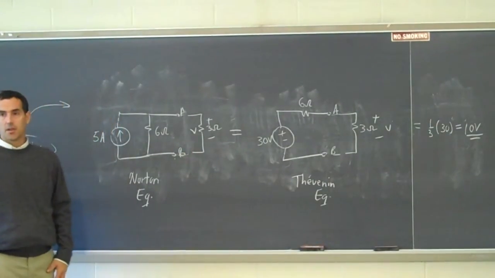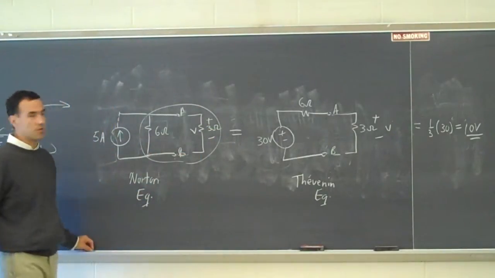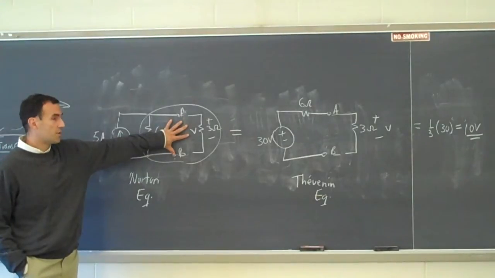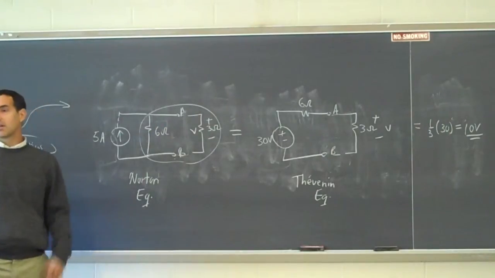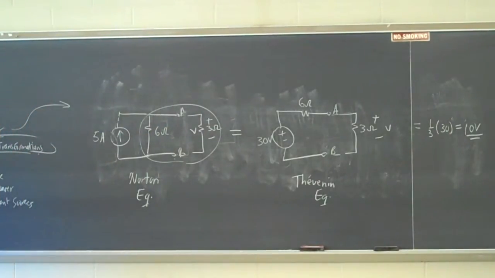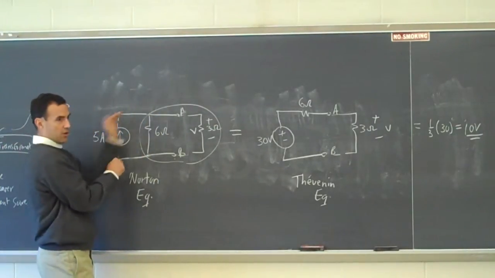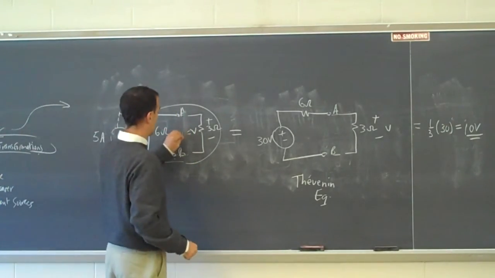To figure out the circuit on the left, one way we could do it is first combine those two resistors in parallel. If I combine a 6 and a 3 in parallel, that's going to give me 6 times 3 over 6 plus 3, which is 2. So I have a 2 ohm resistor and a 5 amp current source. How much voltage would be dropped across that combined 2 ohm resistor? 10 volts. So if I combine those two into one resistor with 5 amps of current flowing through it, I'd have 10 volts. So the voltage drop from A to B would be 10 volts.